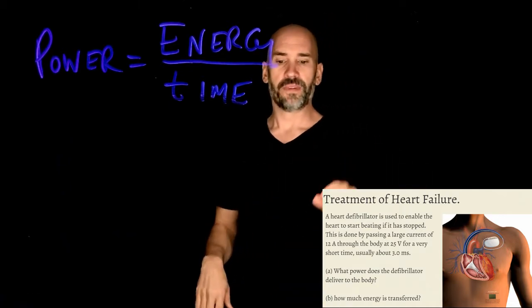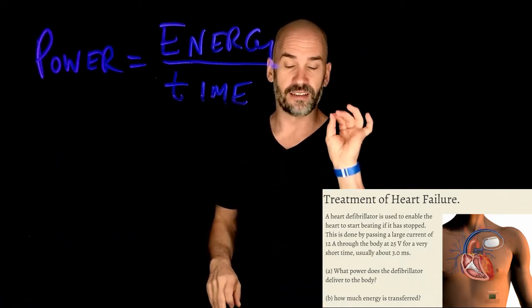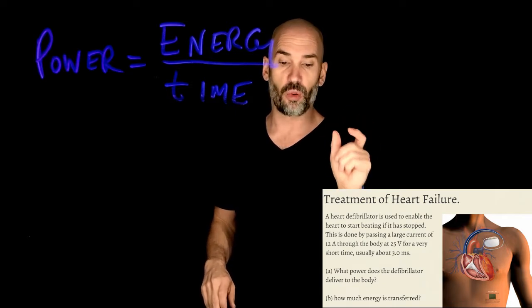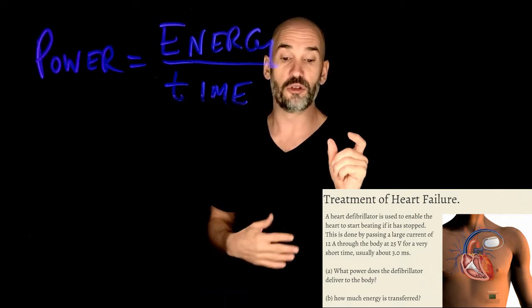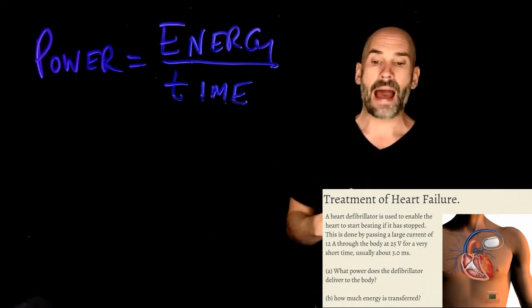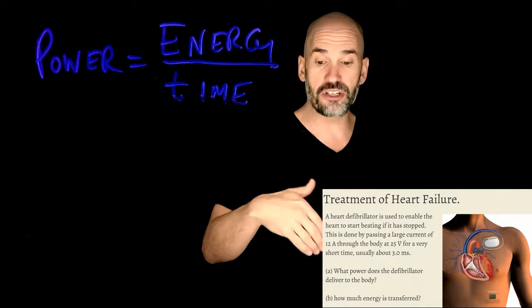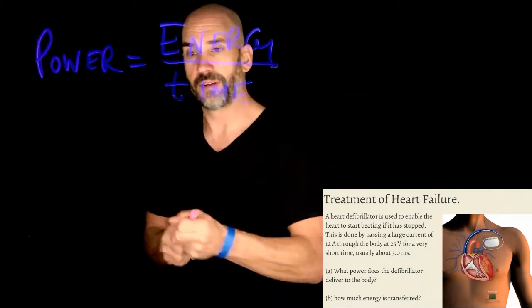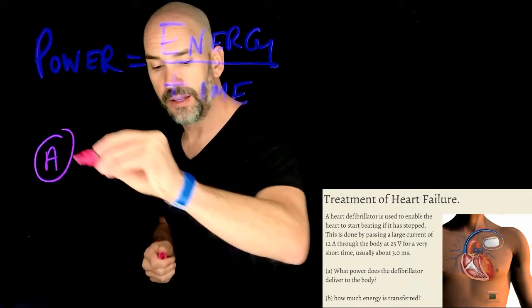Okay, so this is done by passing a large current of 12 amps through the body at 25 volts for a very short time, usually about 3 milliseconds. And so the first question is, what power, in other words, how much energy per time does the defibrillator deliver to the body? So that's part A. I'm going to say part A over here.